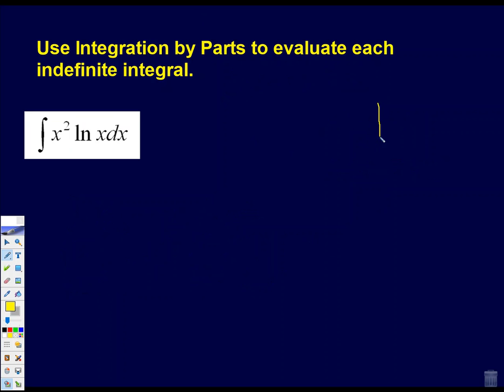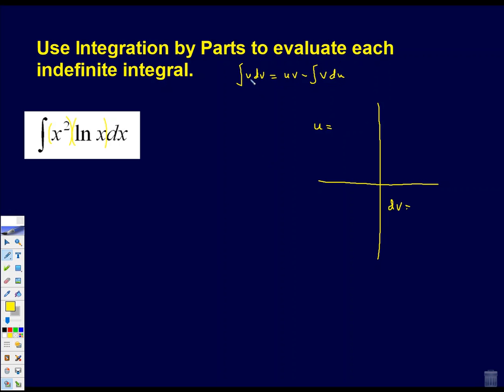One more for today, and that is this one here. Now, we have the two factors, x squared and the natural log of x. And I'm only going to put in the parts that come from the original integrand first in my chart this time. And I'm going to write the formula down one more time, just so it helps me remember it. Integral of u dv is equal to u times v minus the integral of v du.